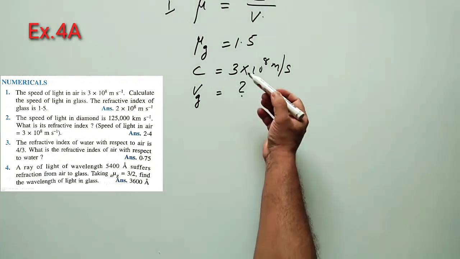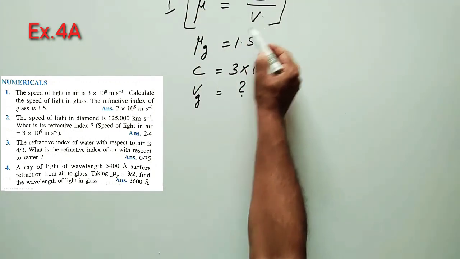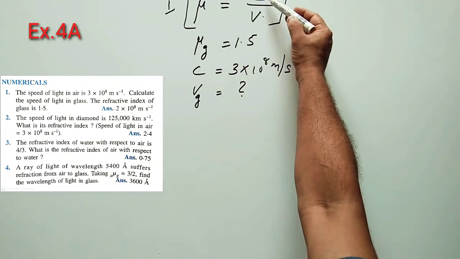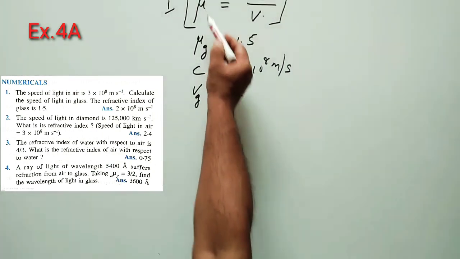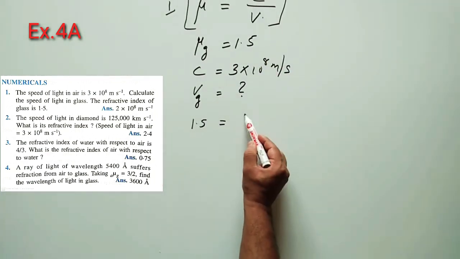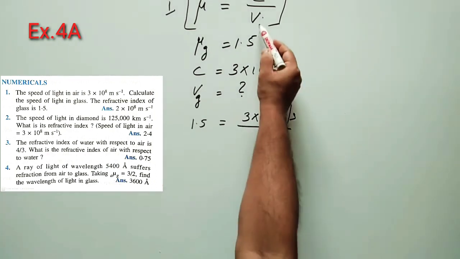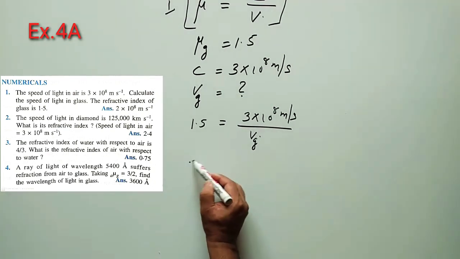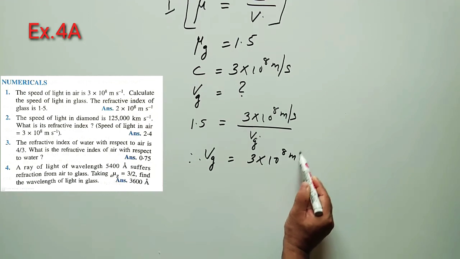Now let's place the values given in the respective formula. So remember the formula, the refractive index can be defined as the ratio between speed of light in air and the speed of light in the given medium. The refractive index of the glass is given as 1.5, that's equal to speed of light in air, 3 into 10 to the power 8 meter per second, and the speed of light in glass is the unknown quantity, let it be Vg.